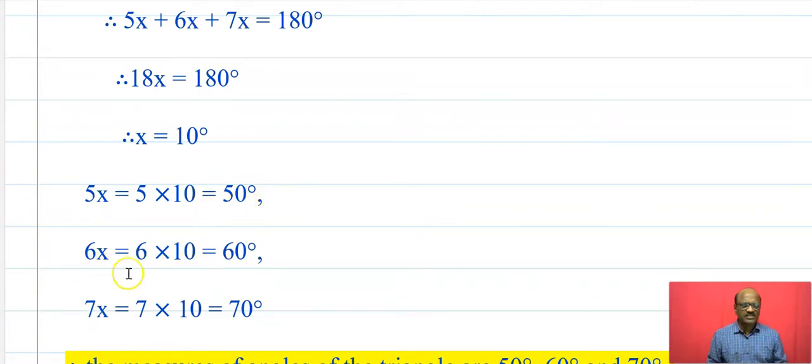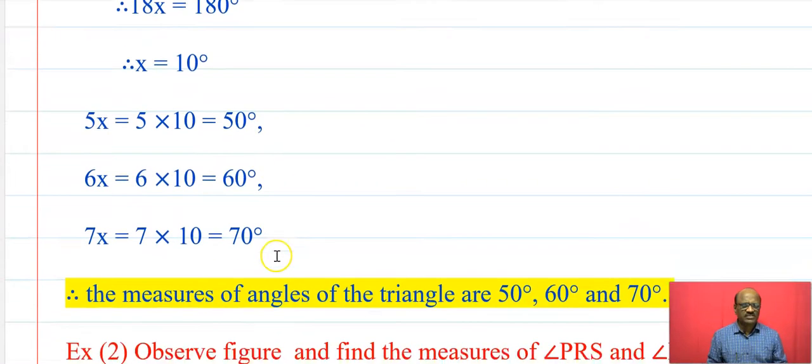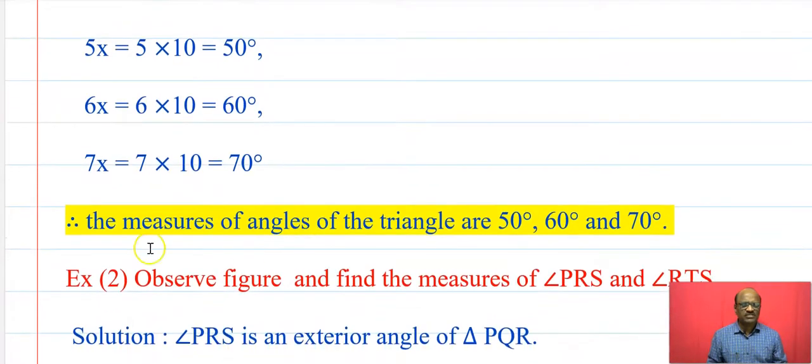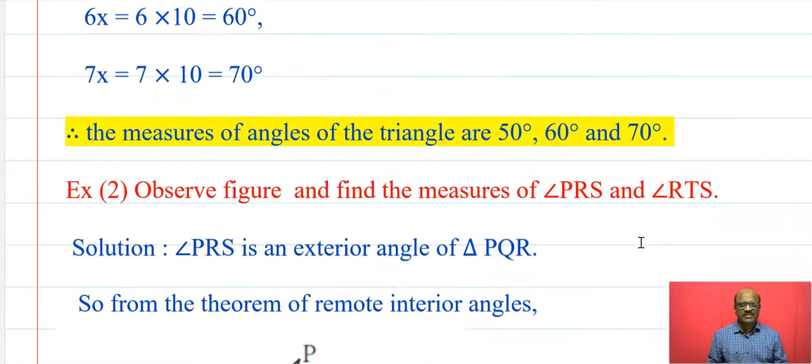Measure of second angle 6x, 6 into 10 that is equal to 60. Measure of third angle 7x is equal to 7 into 10 that is equal to 70. Therefore, the measures of the angles of the triangle are 50 degrees, 60 degrees and 70 degrees.